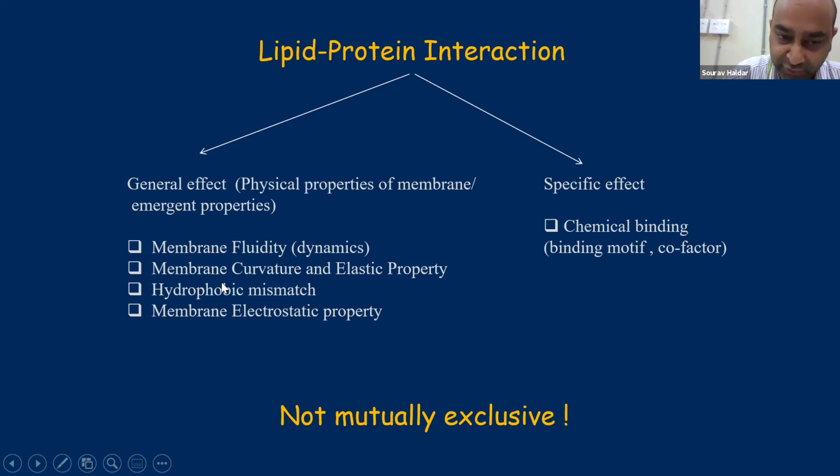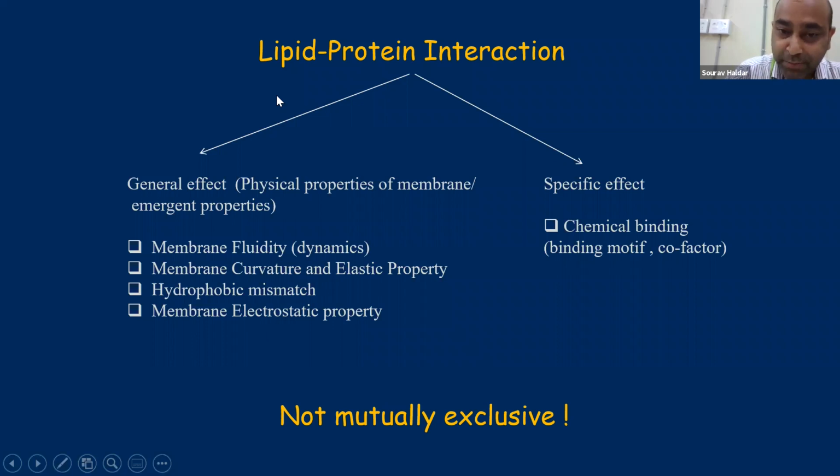And other than that, the general properties of the lipid bilayer membrane in the form of membrane fluidity, curvature stress, membrane thickness, and membrane electrostatic property are influencing, and these factors are common for all kinds of proteins. So if for any situation the membrane composition is changed, the functioning of membrane protein will be influenced by any of these properties, right?